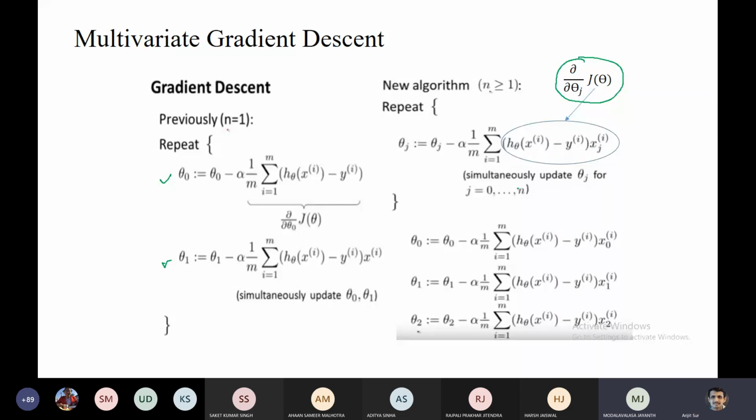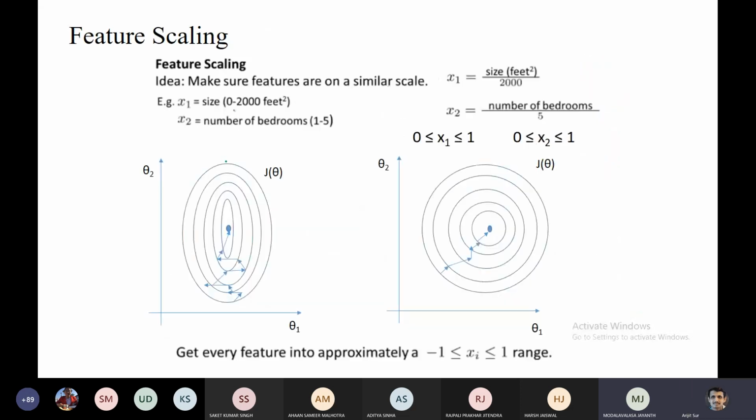So basically we have to do all these things: theta 0 this, for theta 1 this, for theta 2, and likewise for theta n. So we can do it likewise. I am just doing this analytical practice for the multivariate case. Okay, so this is the multivariate gradient.